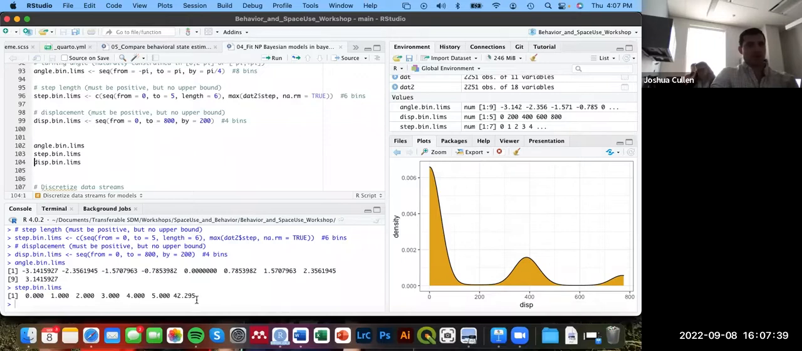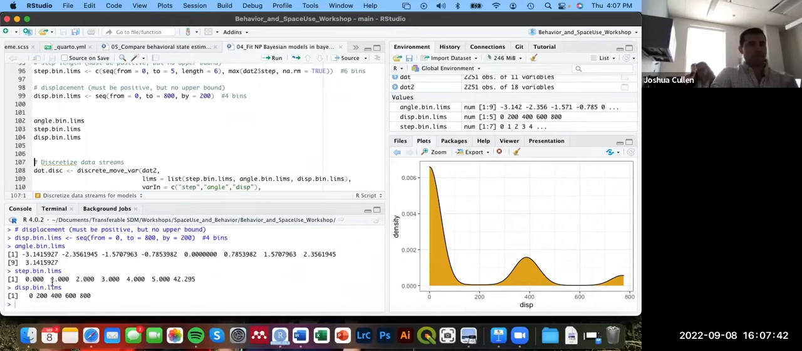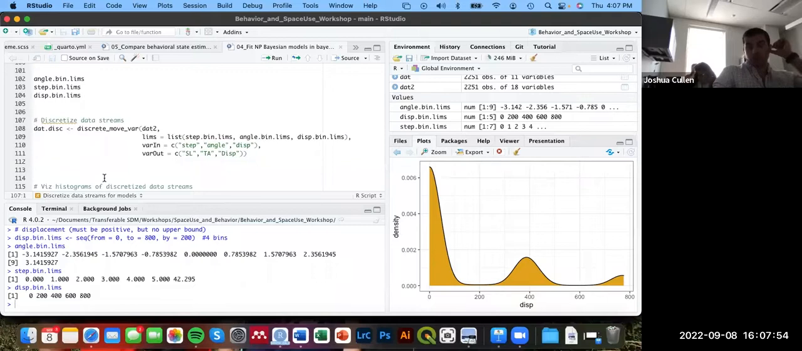For step lengths, the maximum is about 42 kilometers, and here are our bin thresholds or breaks for displacement. To discretize these data streams, this is what you would do if you don't need to filter your data. If your data are being filtered, you might need to apply this function to a list essentially. But because we didn't, we can just apply it directly to this data frame. We're doing this on the DAT2 data frame object we created, providing the step length, turning angle, and displacement bin limits as a list in the order that we're providing them in.